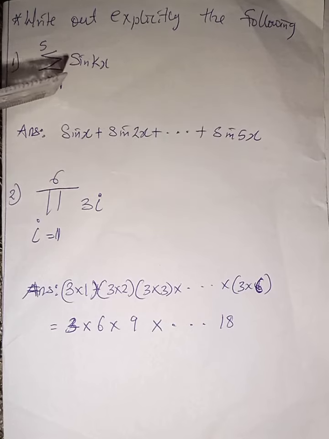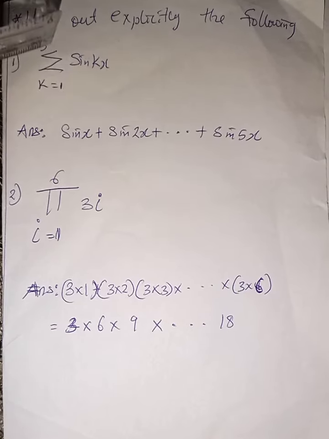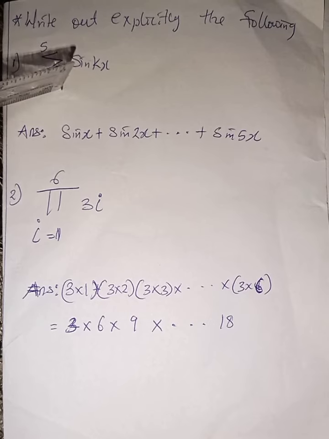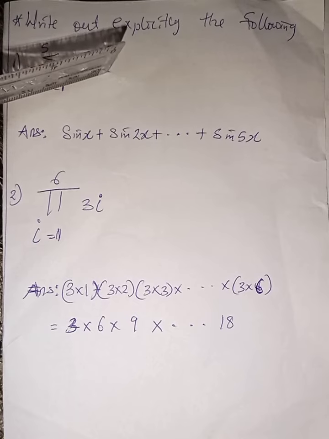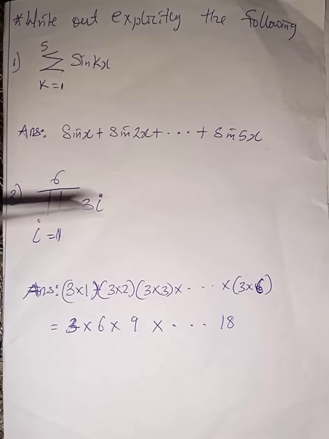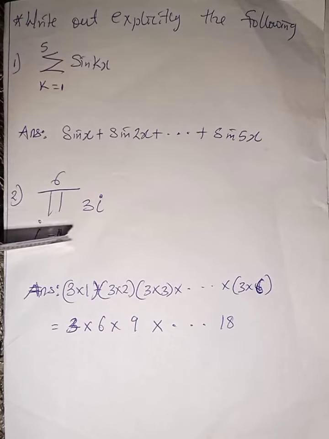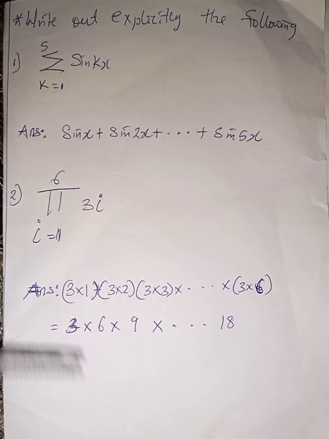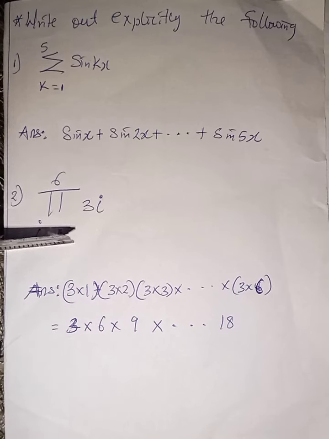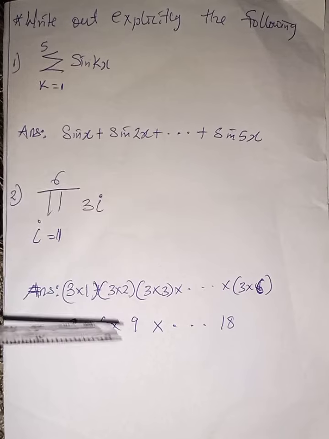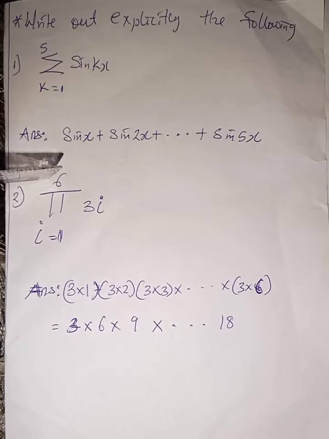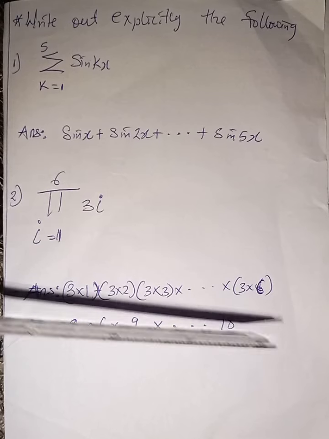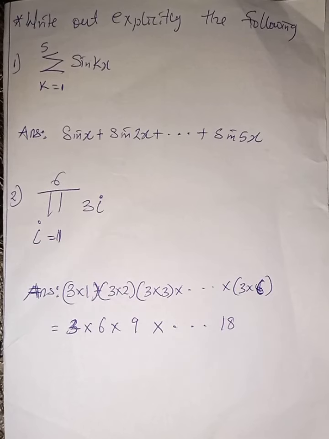So if they ask you what is the third term of this series, k will be 3 for the third term. We are going to have sin 3 and so on. With this, if you put this i as 1, you're going to have 3 times 1, that gives us 3. i as 2, you're going to have 3 times 2, that is 6. i as 3, we're going to have 3 times 3, that gives us 9. i as 6, we're going to have 3 times 6, that gives us 18 as the last one. Please take note of that. It's very, very important.